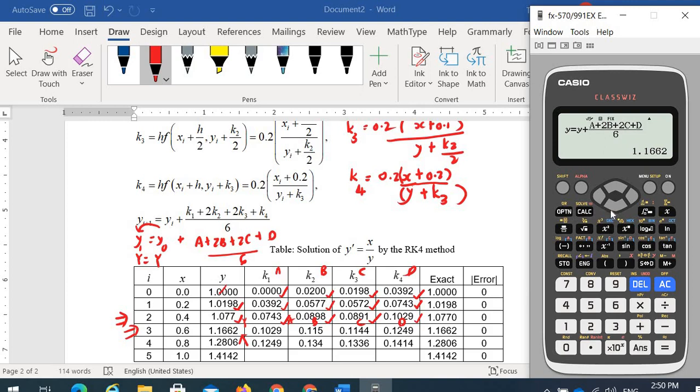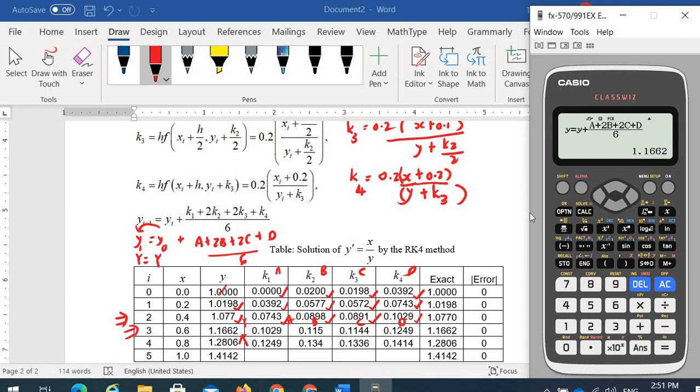When equal, you also accept the previous one. Press go down to change the value of y from y plus k2 divided by 2. Then you get k3. You get k4. The x is 0.6 plus 0.2, which is 0.8. And then the y value is the current y, 1.1662, plus k3, 0.1144. Then you get k4. Then you press up 4 times to search back the new y formula. Then you get the y number 4, which depends on y3, k1, k2, k3, k4 at i equal to 3.